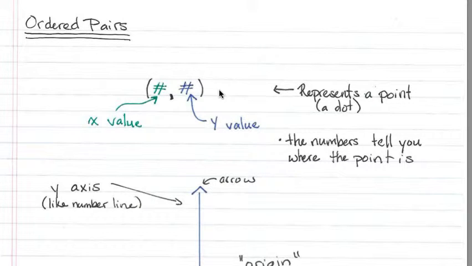Now, this set of numbers right here, these two numbers, the x and the y, represent a point, or a dot. And the particular numbers, whatever particular numbers are here and here, tell you where the point is, or where it belongs. So different numbers would represent a dot in different places.